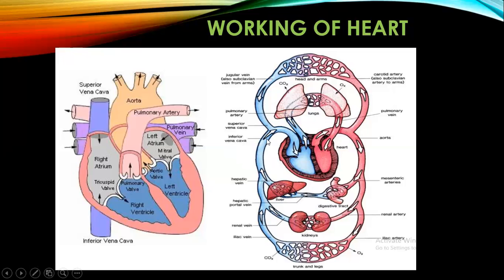So this deoxygenated blood is then pushed into the right atrium. From the right atrium, it enters the right ventricle. From the right ventricle, it moves via the pulmonary artery to the lungs for the process of oxygenation. This is how the blood circulates across your body.